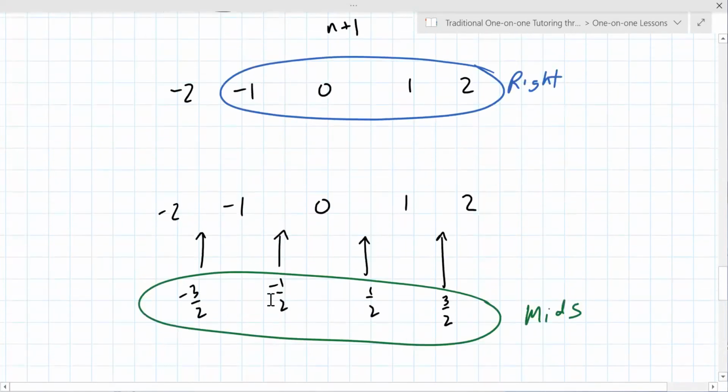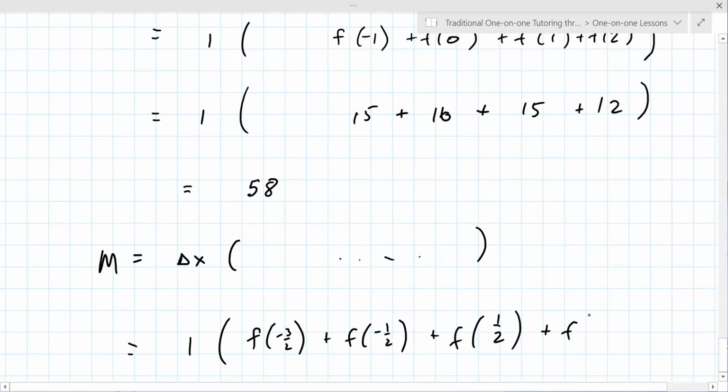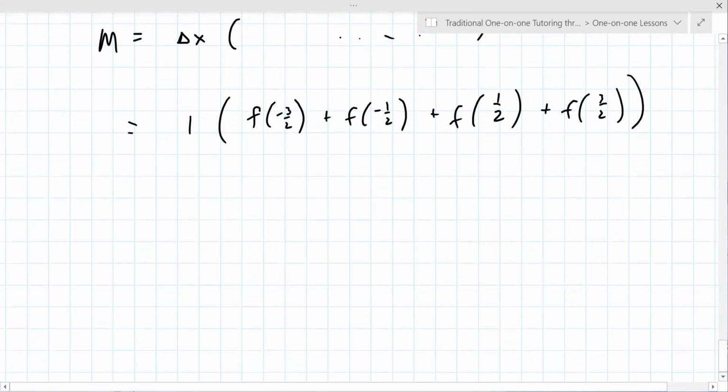And for the midsum, it's delta x times... are you using the fractions? Yes, you have to use these midpoints. So you use all 4. Yep, f of -3/2 plus f of -1/2 plus f of 1/2 plus f of 3/2. Now, thankfully, because of symmetry, the inner ones and the outer ones are going to be the same.